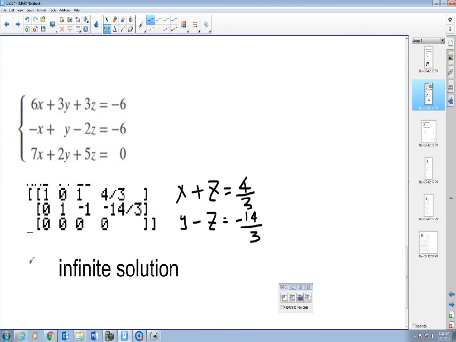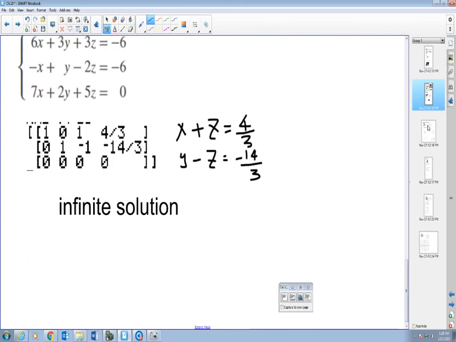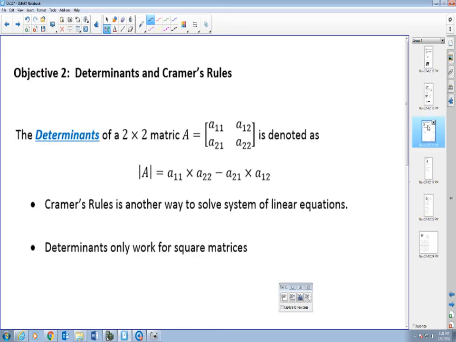But I want to show you what it looked like, okay, when you have infinite number of solutions. That's where the last row diagonal entry is no longer 1, okay, but the last row is actually all zeros. That's infinite number of solutions.